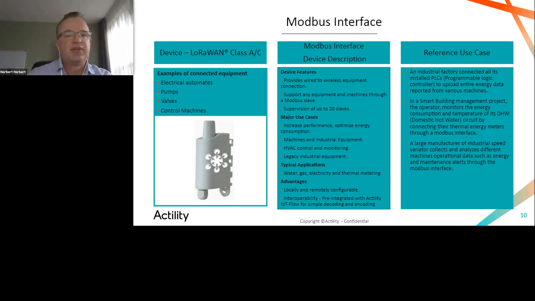Then the Modbus interface of Adonis is actually a Modbus slave. So this device can be considered a bridge between a wired Modbus system and a wireless LoRaWAN platform. It collects data from electric pumps and valves. It not only collects data but also supports bidirectional communication, so it can control the pumps and the valves through Modbus and a LoRaWAN network.